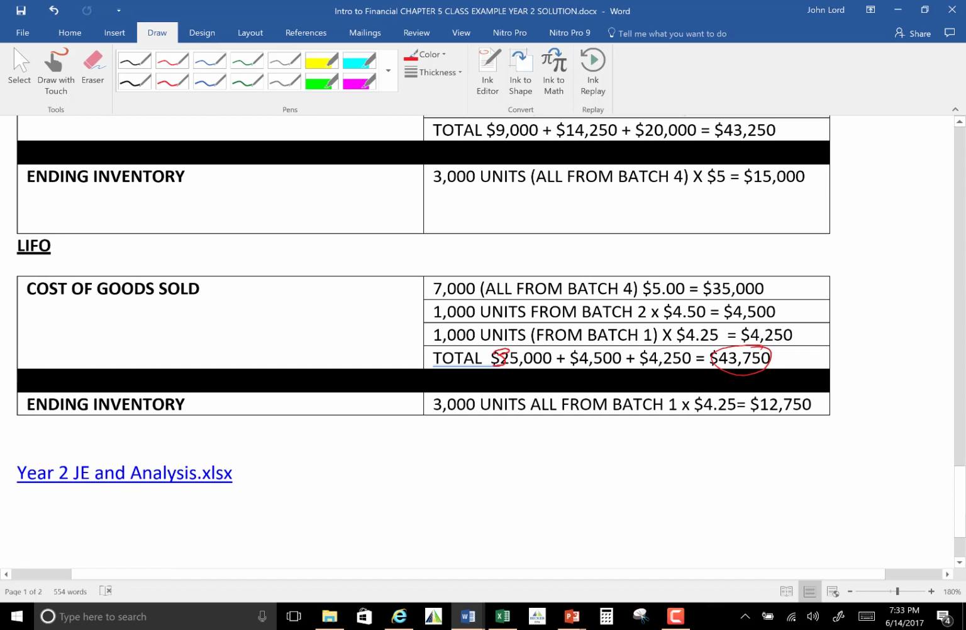So when I come into the next year under LIFO, I need to sell 9,000 units, right? And I sell 7,000, all of my batch 4 ones. They're all gone. Now I go to the next batch. Batch 3 is completely gone because I assumed I sold that all out last year, right? So now I've got to go to batch 2, and I still had 1,000 left. I do those. I still need 1,000 units to bring me up to the 9,000. Those come from batch 1. So now I'm down to 3,000 units in batch 1, and those are my ending inventory.